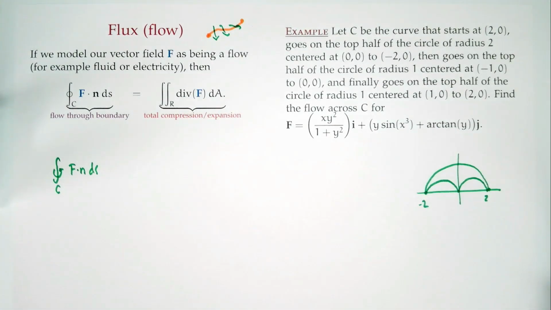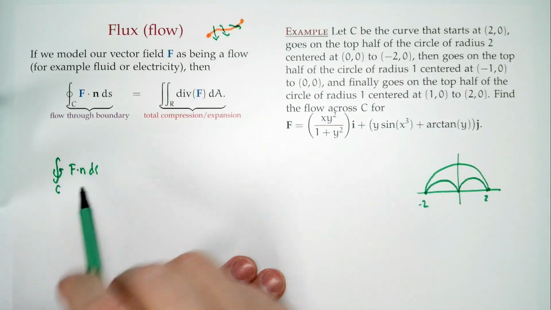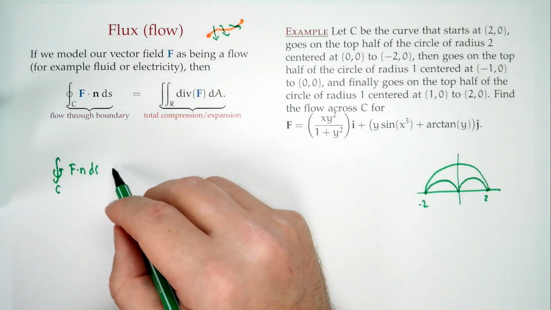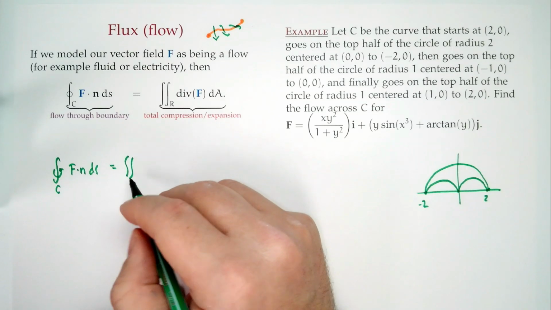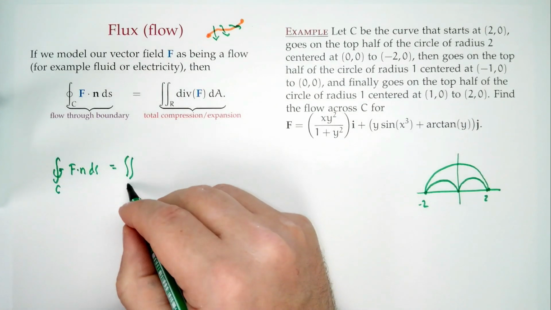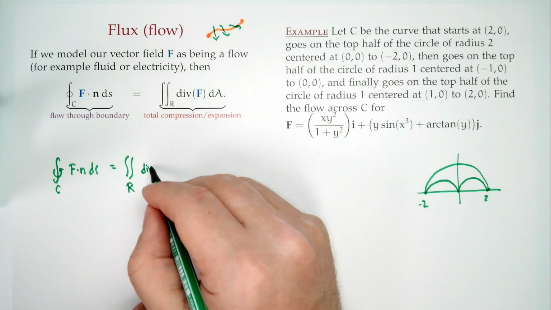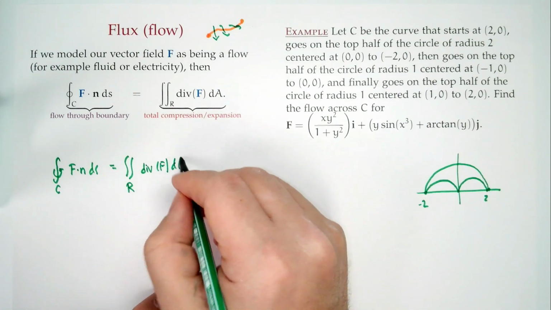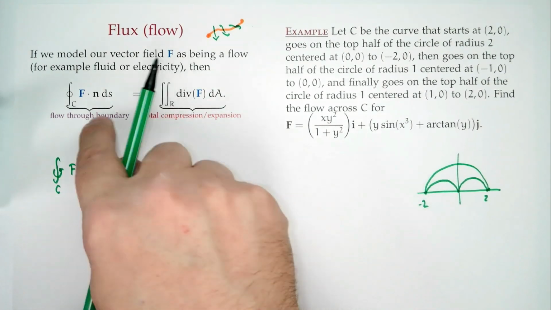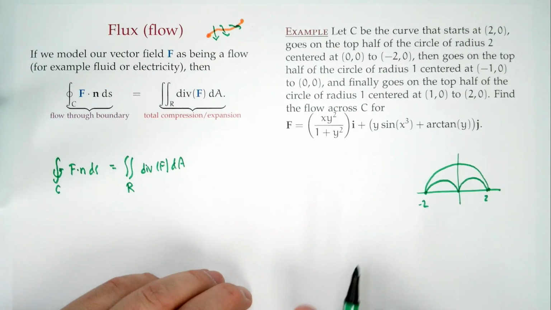So we have that the integral around the curve of f dot n ds, and that's our flow, is equal to the integral over our region of the divergence of f dA. And now if you're wondering, wow, how do we know that? That's right there. Oh, yeah, that's a good reason.